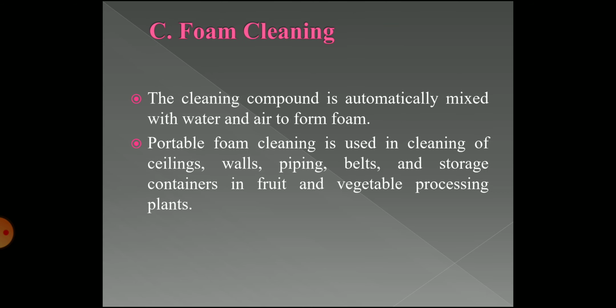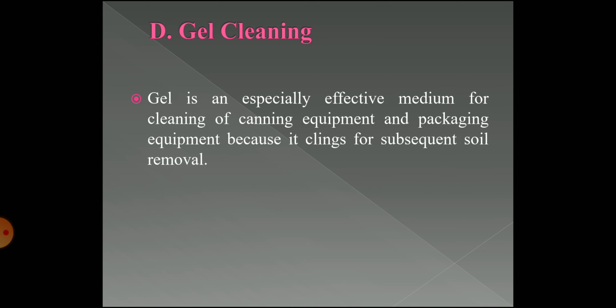Foam cleaning. The cleaning compound is automatically mixed with water and air to form foam. Portable foam cleaning is used in cleaning of ceilings, walls, piping, belts and storage containers in a fruit and vegetable processing plant. Gel cleaning. Gel is an effective medium for cleaning of canning compound and packaging equipment because it clings for subsequent soil removal.